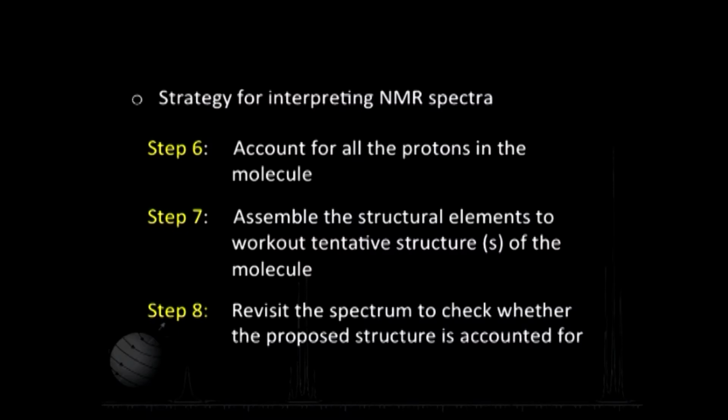Then what we do next is, we revisit the spectrum. We try to correlate the structure we are proposing with the spectrum, and see whether the spectrum accounts for all the protons we are looking for, or something more is required. So, that is step number 8. With these 8 steps, we should be in a position to solve a problem based on the NMR spectrum.